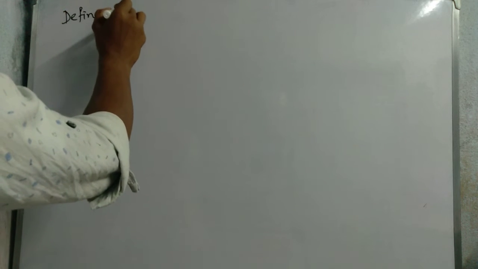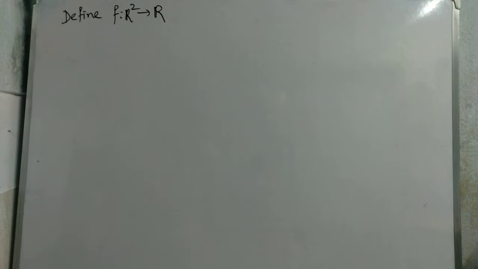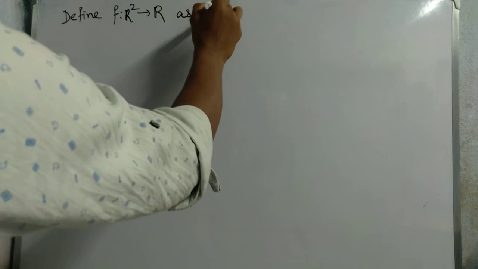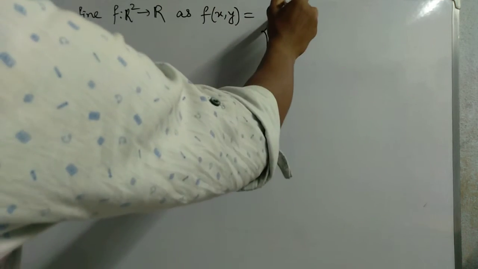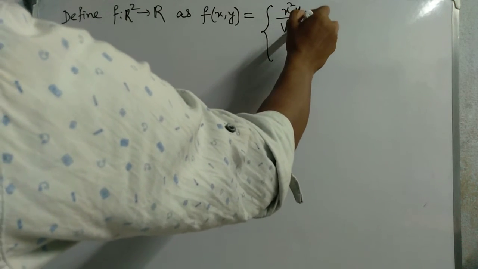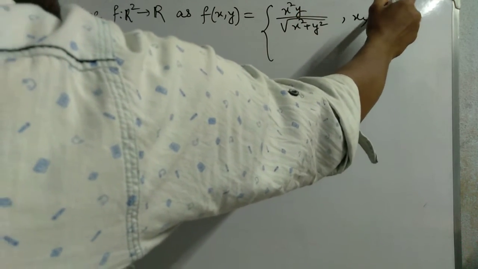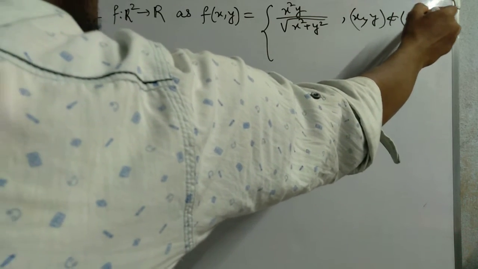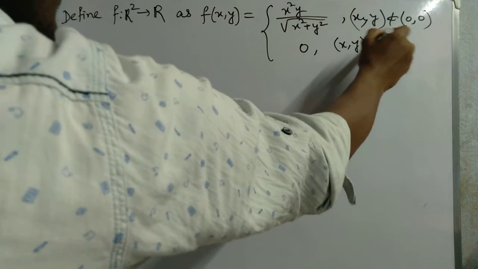Now we also define f from R squared to R as f(x,y) equal to x squared y divided by x squared plus y squared, where (x,y) is not equal to (0,0), and obviously 0 where (x,y) = (0,0).